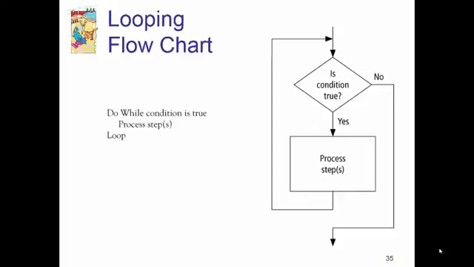We also have a looping flowchart. Again, our pseudocode would say do while condition is true, process some steps, loop. We come into our statement, is the condition true? No, we exit. Is the condition true? Yes, then we process some steps and we go back to the beginning. Is the condition true? If it's yes, then we process those steps again, until which case it is no, and then we can exit.